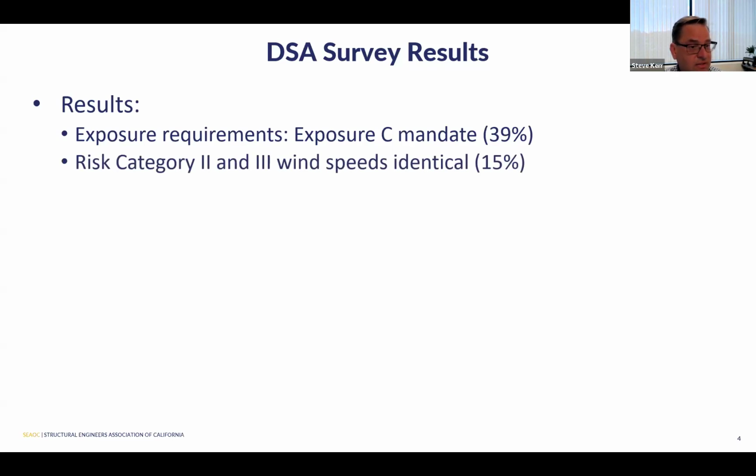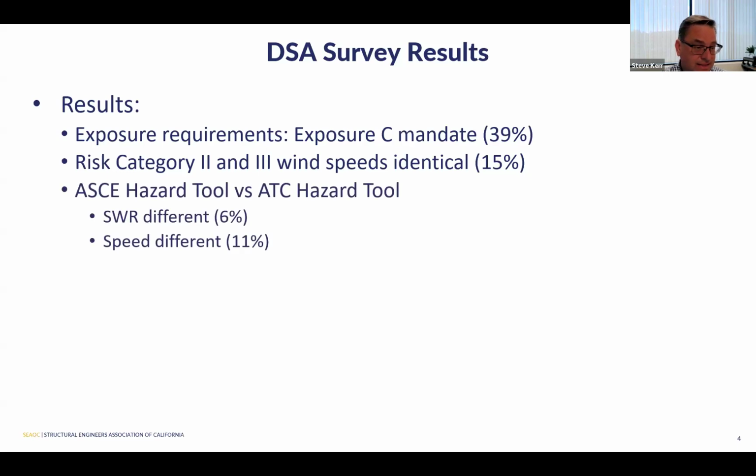This was interesting that 15% had identical wind speeds for risk category 2 and 3 buildings. So with the 2016 ASCE, the wind speeds were different for different risk categories because the importance factor was removed, but some jurisdictions had not adopted those requirements. And this isn't anything from any of the jurisdictions, but even the hazard tools, the ASCE versus the ATC hazard tools, they had different results when you would type in a city address or a city name. So, you know, the job of creating requirements isn't easy.